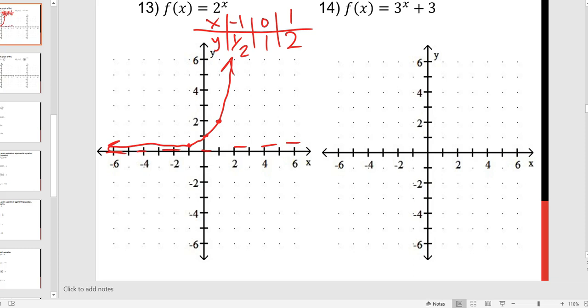This one, the complicated part is that it's been shifted. So my first step is to ignore the shifting and just graph 3 points. I need 3 to the negative 1, 3 to the 0, and 3 to the 1.